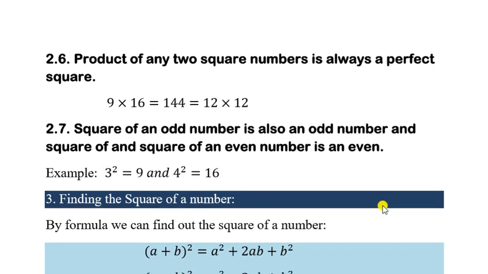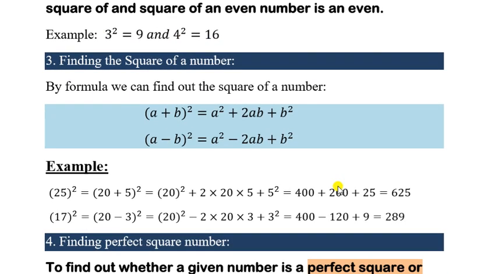Next, how to find the square of a number without actual multiplication. We can use these two formulas you have learned in class 7: a plus b whole square and a minus b whole square. The a plus b whole square formula is a square plus 2ab plus b square, and the a minus b whole square formula is a square minus 2ab plus b square. With these two formulas, we can find the square of any number without any actual multiplication.